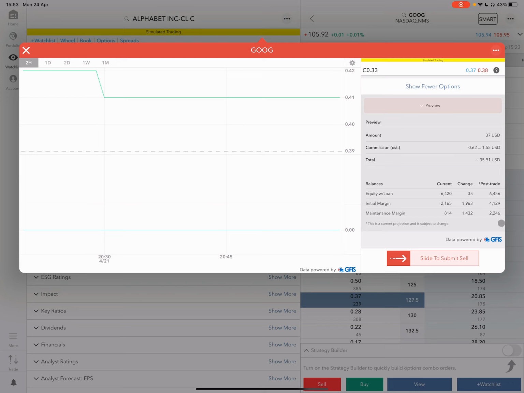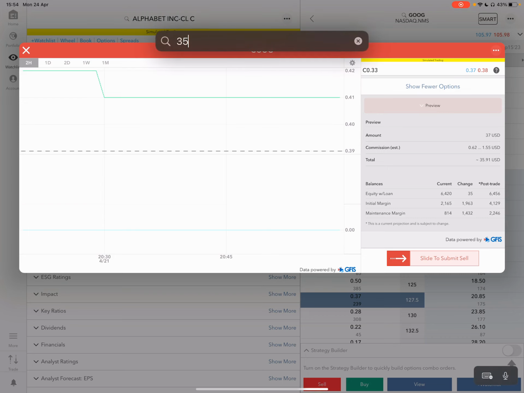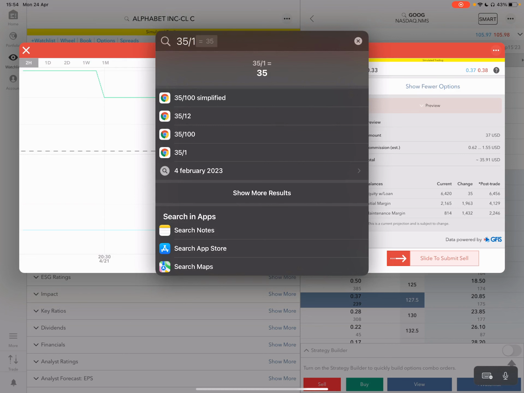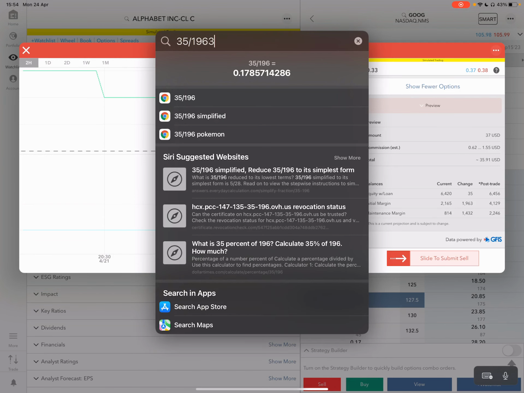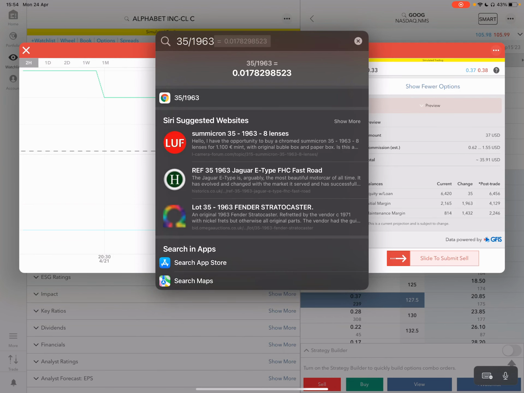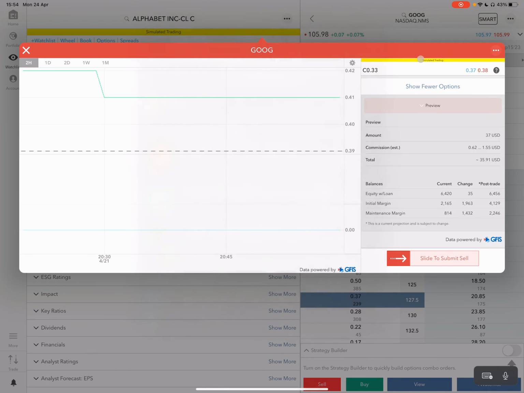So we can see here that post-trade, we go up to 2,246. So now we can calculate what our return on investment would be on this particular trade. And I always like to use the bigger number of the two, which in this case is the initial margin. So it'd be $35 in credit divided by $1,963. You can see here, we are making 1.7% return on our capital that is used.